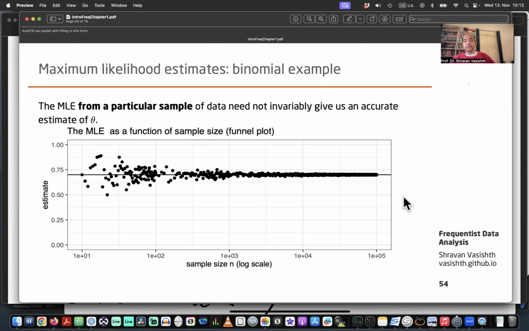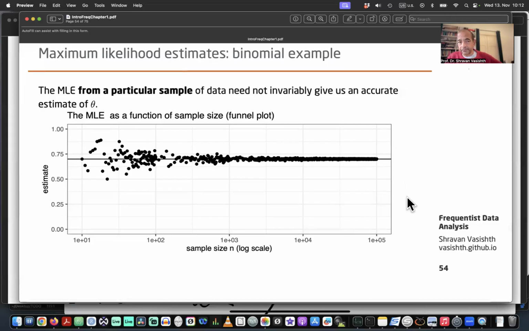Okay, so that's what I want to explain: from a particular sample, when you do one single experiment, you get a number of successes in the binomial case, and you compute an estimate of the theta parameter. That estimate need not reflect the true value. Yeah? It would reflect the true value if you had a sufficiently large sample size.